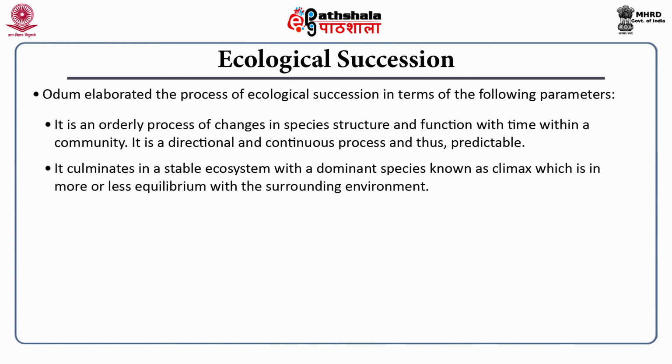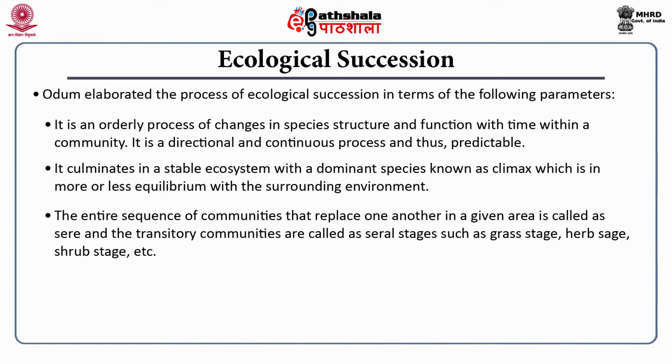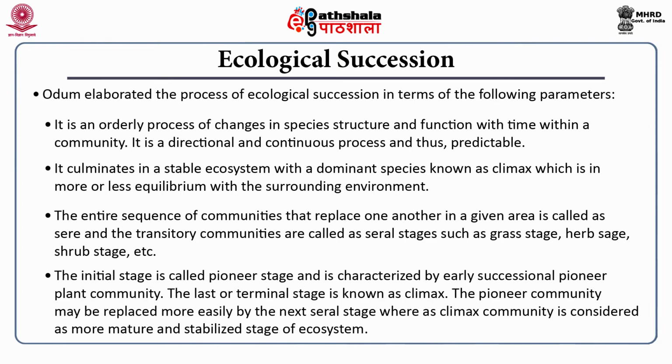The entire sequence of communities that replace one another in a given area is called a sere, and the transitory communities are called seral stages, such as grass stage, herb stage, shrub stage, etc. The initial stage is called the pioneer stage and is characterized by an early succession pioneer plant community. The last or terminal stage is known as climax. The pioneer community may be replaced more easily by the next seral stage, whereas the climax community is considered a more mature and stabilized stage of the ecosystem.